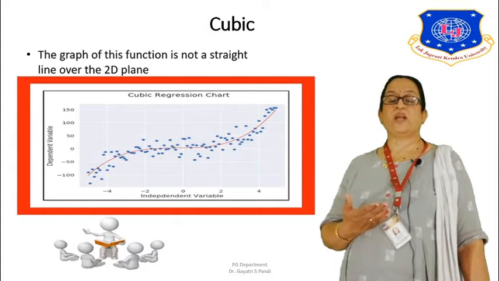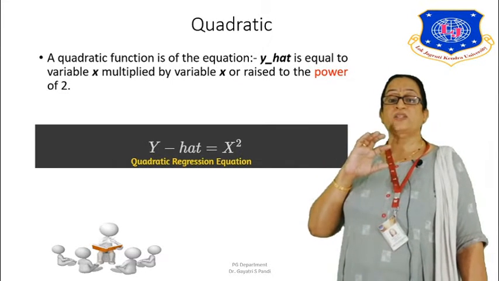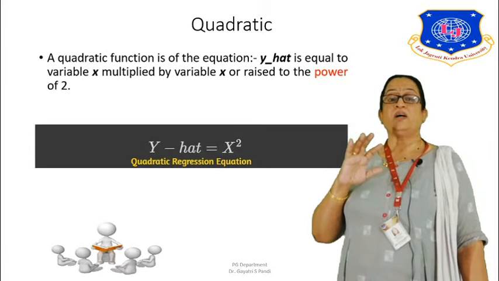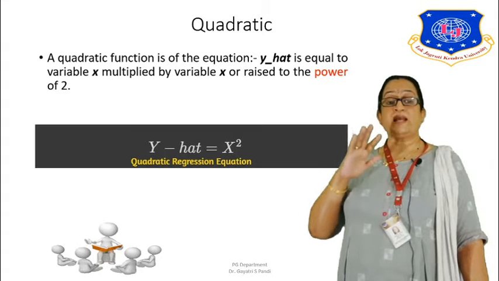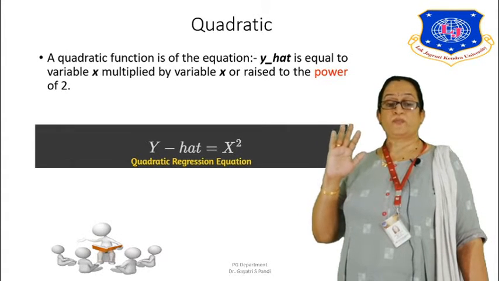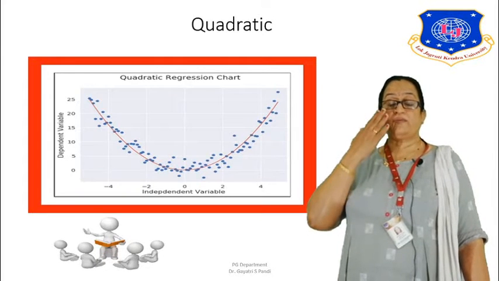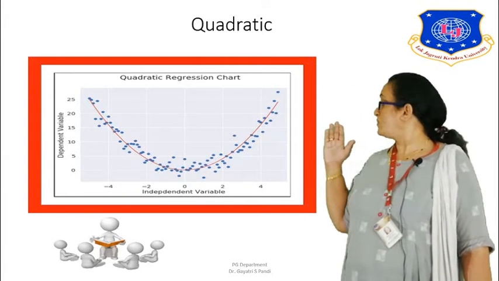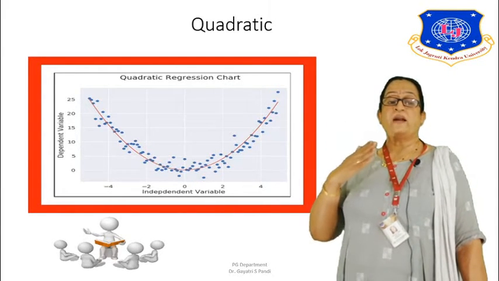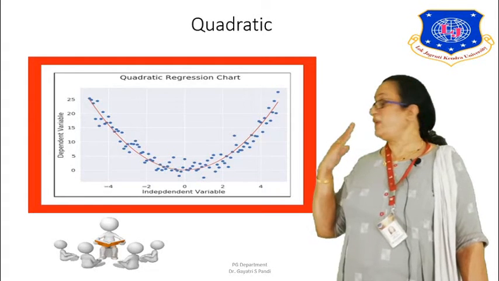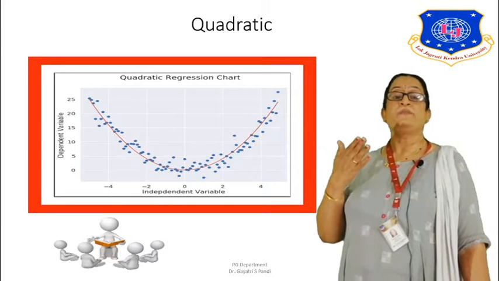Similarly, let us see the others. A quadratic equation is one which has an x square power, or a power of 2. So here y hat is equal to the variable multiplied by x raised to the power 2, so y hat equal to x square. Then we have the curve. You can see this is the quadratic regression chart, in which case it shows a U shape. It is an arc, not a straight line. Here also we have the independent variable mapped on the x-axis and the dependent variable mapped on the y-axis.